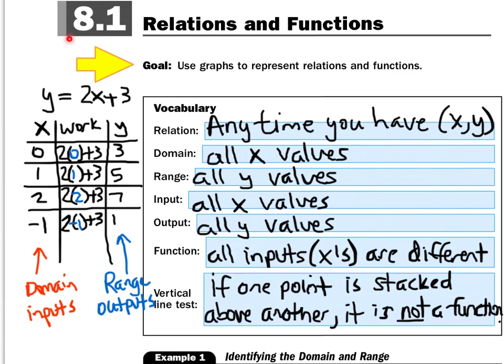Hello, you guys. Let's start on Chapter 8. Can you believe it's already Trimester 3? Wow. All right, so take a look at the goal. Use graphs to represent relations and functions.